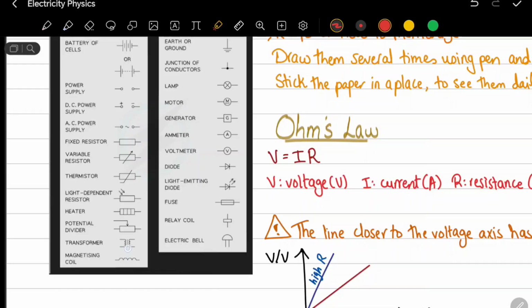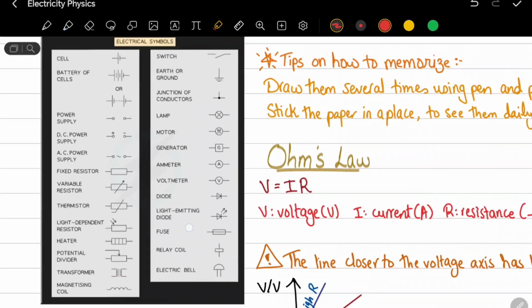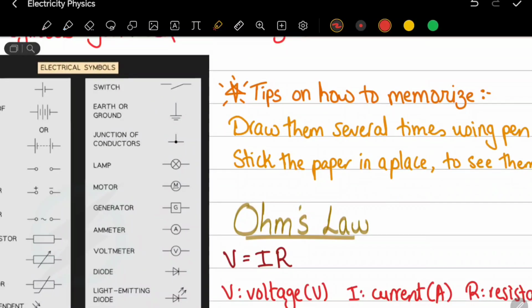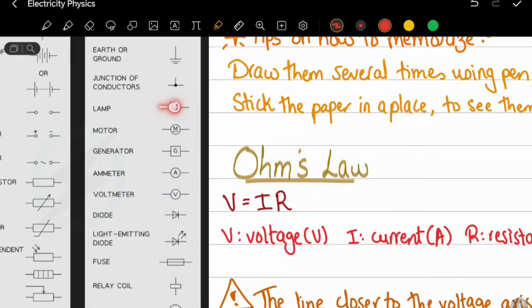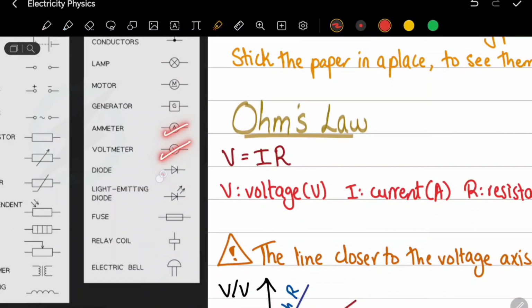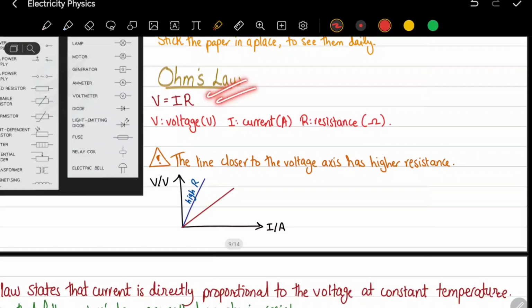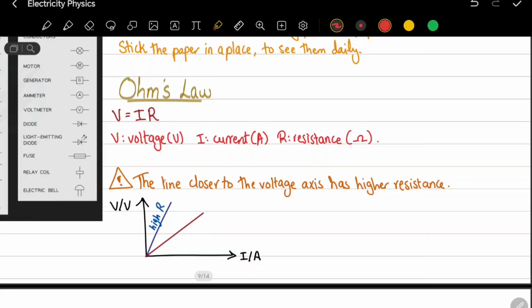Here we have a magnetizing coil. Here we have a switch, an earth or a ground, a junction. Here we have a lamp. Here is a motor. Here is a generator. Then we have a meter, voltmeter, diode. Then we have light emitting diode, fuse, relay, and the electric bell. So these are really important to memorize, and tips on how to memorize them: you can draw them several times using pen and paper, or you can stick the paper in a place to see them daily, and this will stick better. Now discussing Ohm's law, V equals IR.